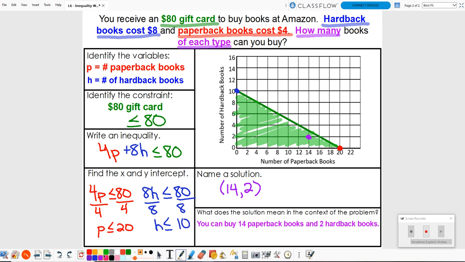All right, let's try one more just so you get the idea. We're going to pick this ordered pair right here, somewhere different. So that ordered pair is going to be 4, 6. And again, think about what that means while I write this down. 4, 6. What does that mean in terms of paperbacks and hardbacks? Well, the 4, that's my number of paperbacks. I could buy 4 paperback books, and I could buy 6 hardback books.